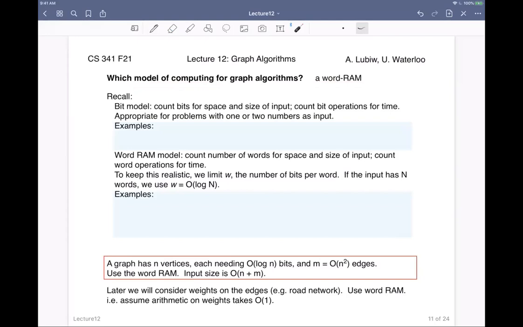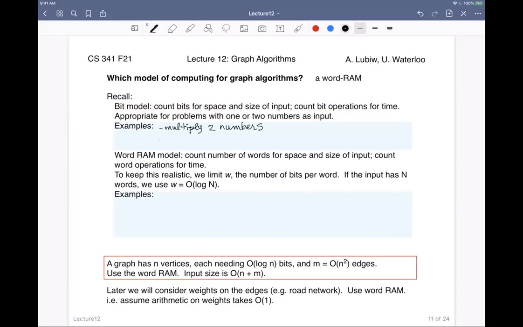Now, if you remember, we discussed early on in the course, Professor Brown discussed these two models, the bit model and the word RAM model. The difference is the bit model counts how many bits we've used to count space or input size, and it counts the number of bit operations for time. This model is appropriate for problems, for example, where I have 1 or 2 numbers as input. And so some examples would be multiplying 2 numbers, which was an example. You saw a divide and conquer algorithm to do that.